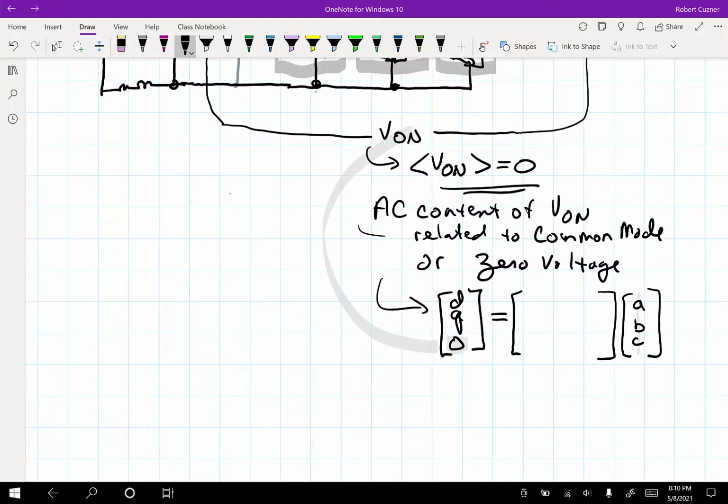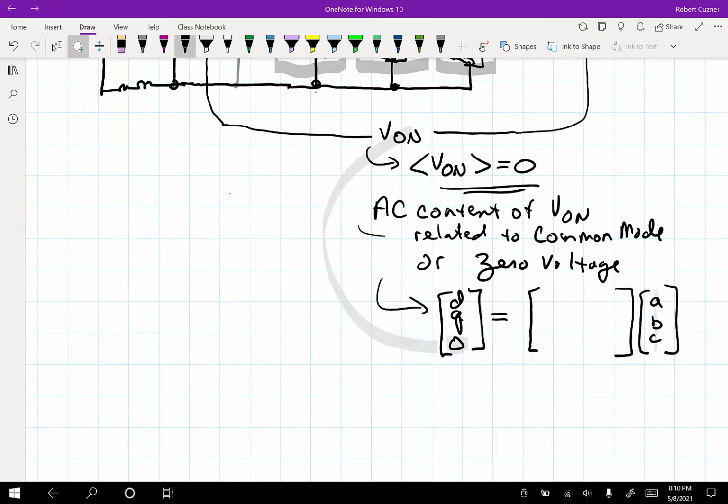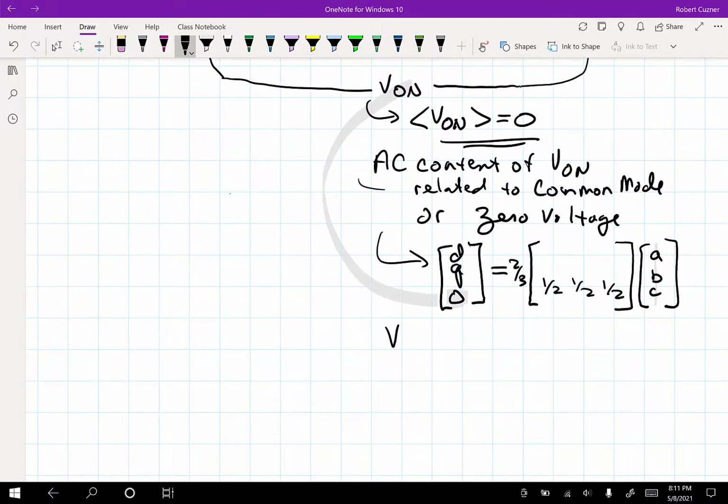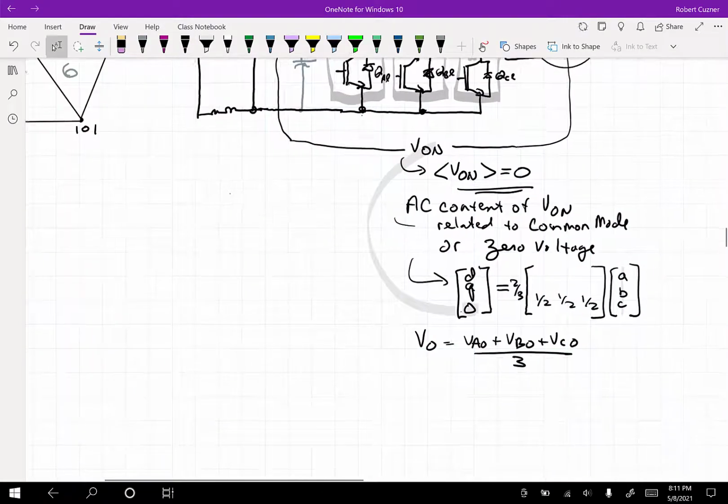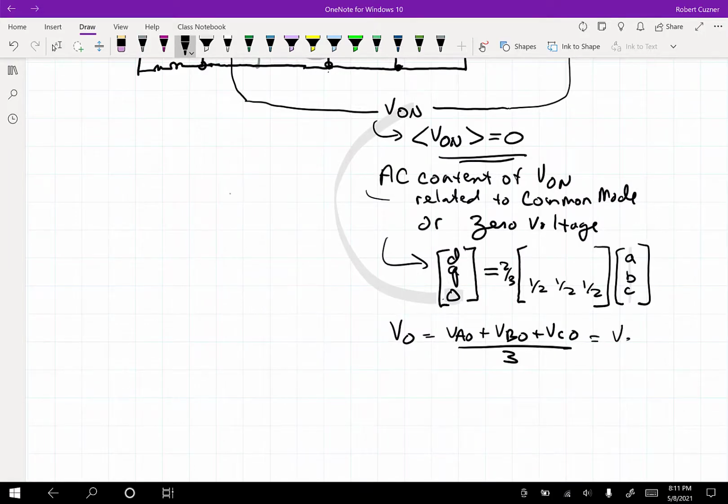And it really was, if you recall, the transformational matrix. I'm not going to write everything that was in it, but there was a 2/3 multiplier on the outside, and so filling in the bottom row, we had a 1/2, a 1/2, and a 1/2, and so the V0 here ends up being VA0 plus VB0 plus VC0 divided by 3 is what it'll end up being there. And that is the definition of common mode voltage.